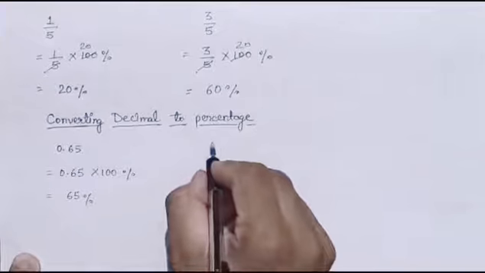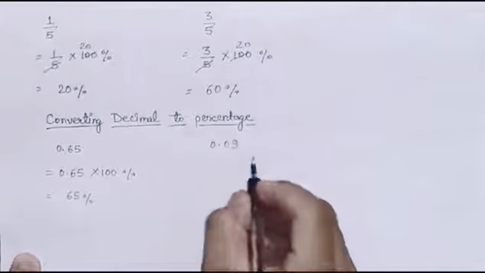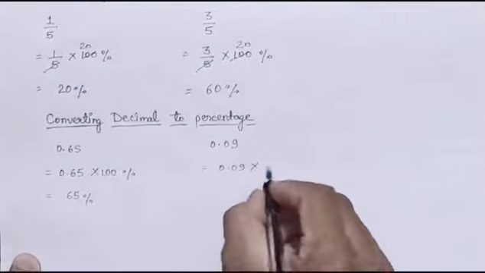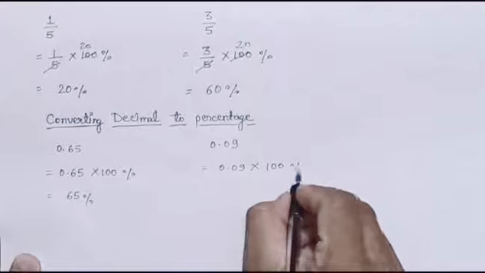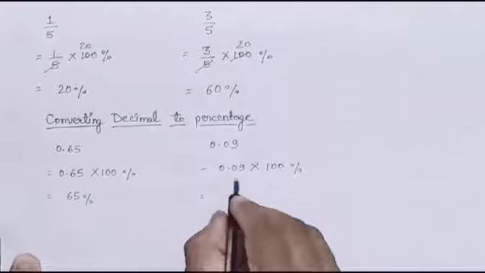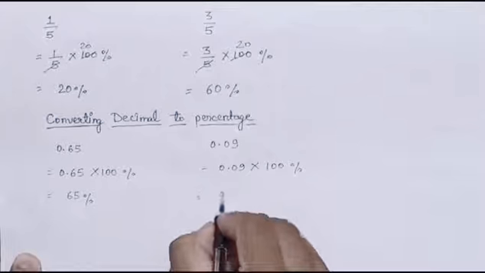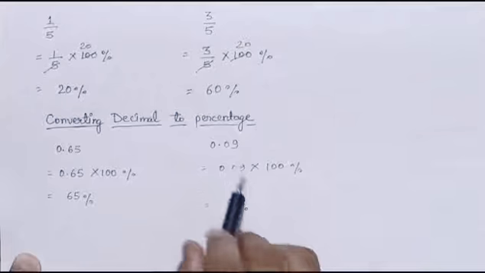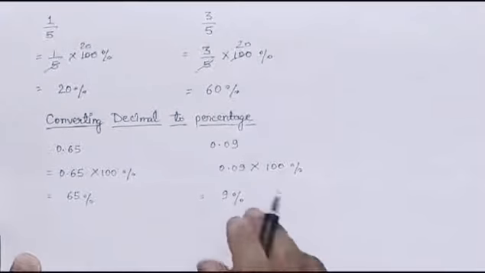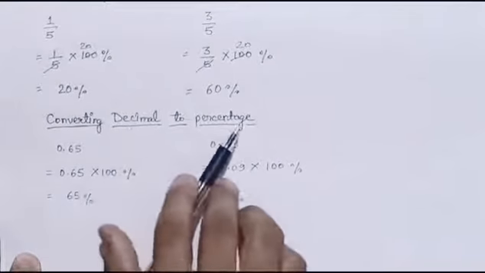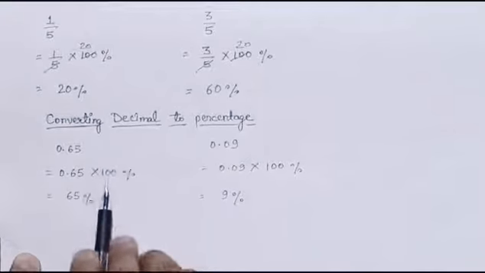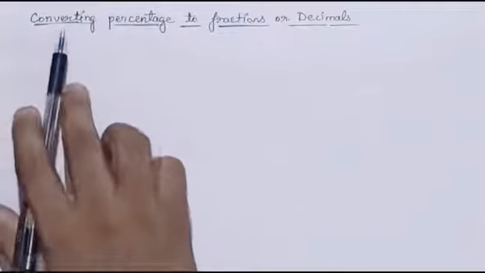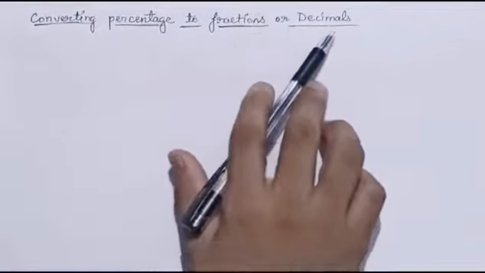Let us suppose one more example, 0.09. So it can be written as 0.09, multiply it by 100 and put the percentage sign. Then 0.09 into 100 is equals to 9 and then the percentage sign. It means 0.09 is equivalent to 9%. So in order to convert decimal to percentage, you have to multiply the given decimal by 100 and put the percentage sign.